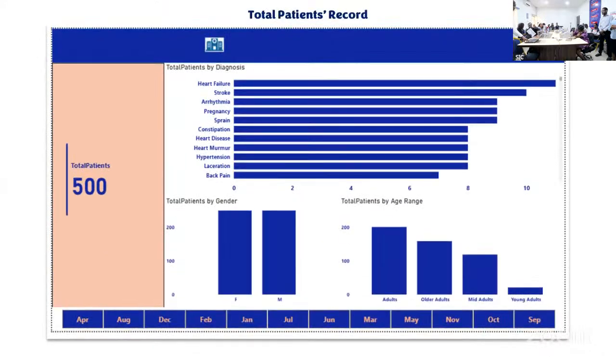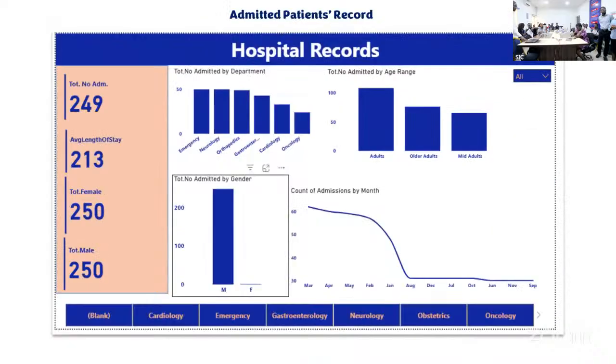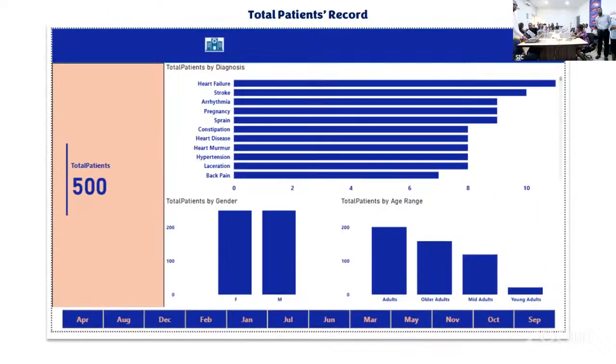So I noticed a bit of inconsistencies. In the second one, you have a dashboard title, hospital record. But in the previous one, you don't have that. That's an inconsistency. You want to fix it. No, that's your PowerPoint slide, not the dashboard.